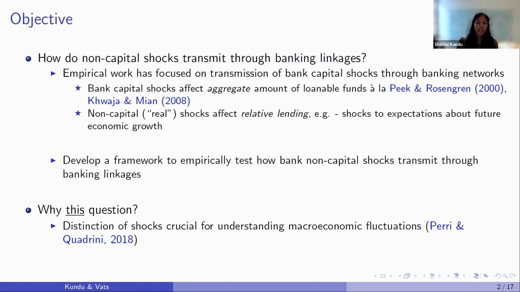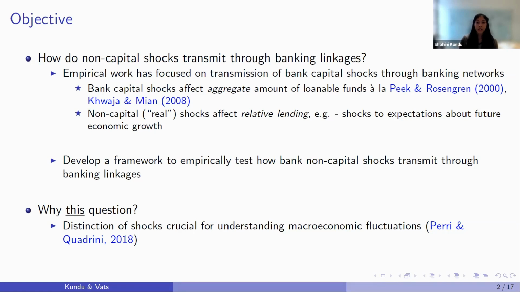So what is the key difference between idiosyncratic shocks and bank capital shocks? Bank capital shocks directly affect the aggregate amount of loanable funds, while idiosyncratic shocks affect the relative lending share across geographies while keeping the total stock fixed. And hopefully this will become clear in just a few slides.